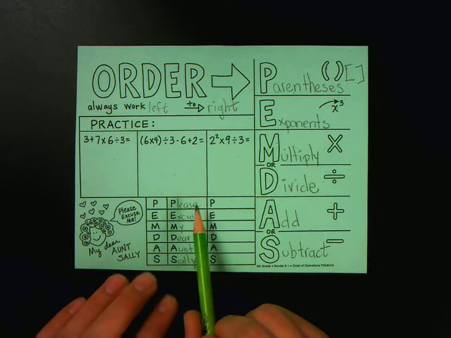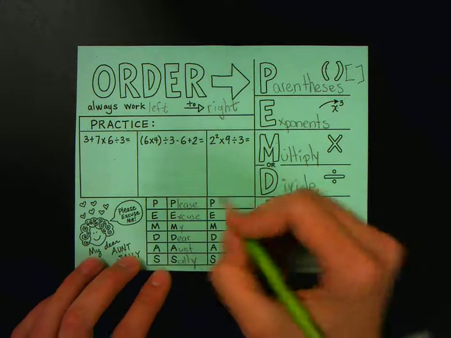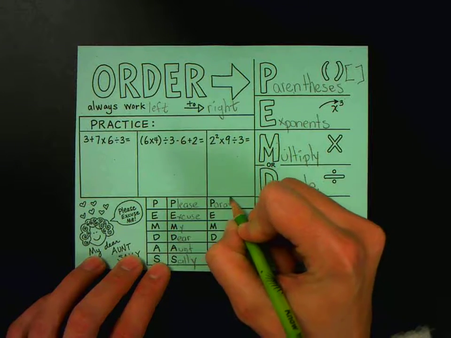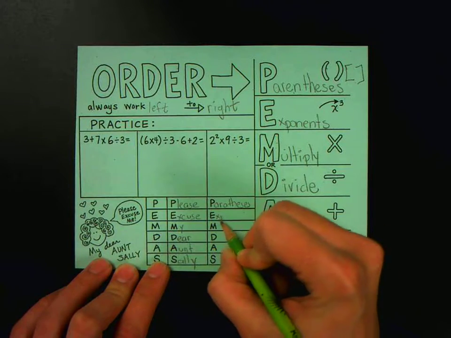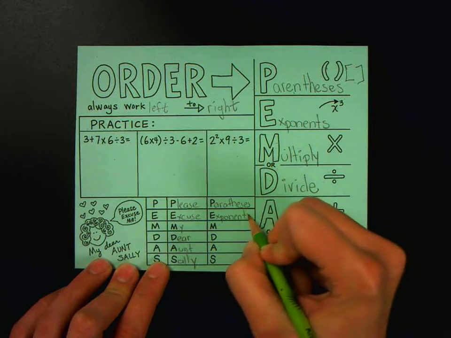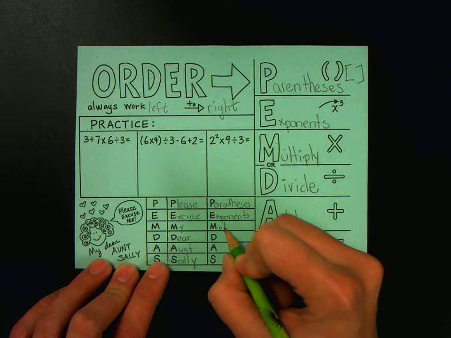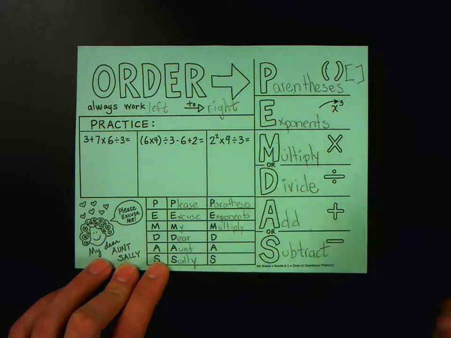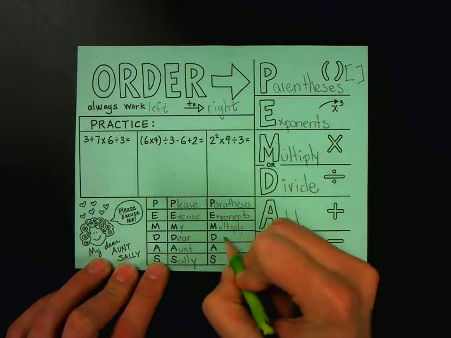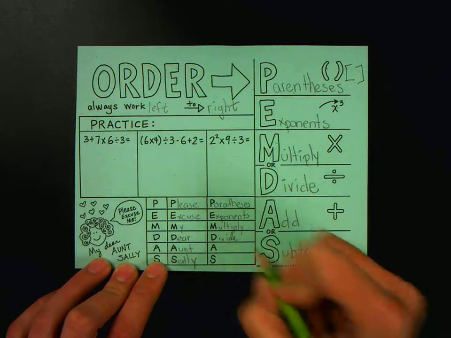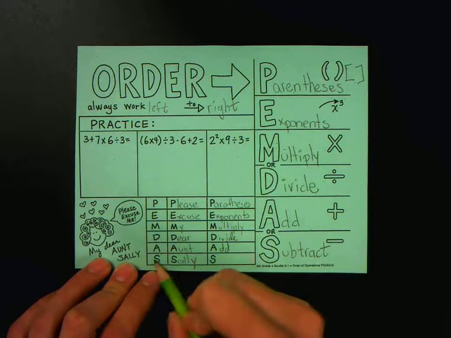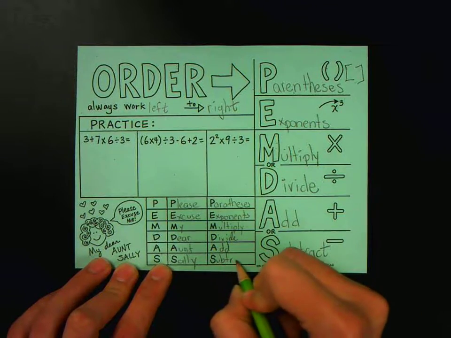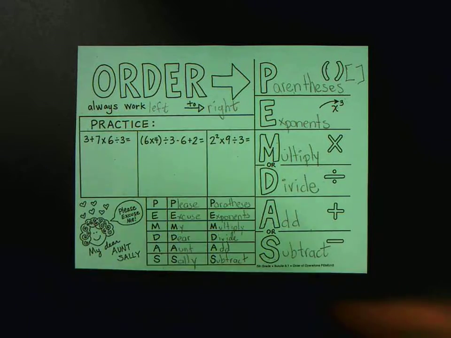The P in PEMDAS, or the Please, is for the parentheses. The E, the Excuse, is for exponents. The M, or My, is for multiply. The D in Dear is for divide. The A in Aunt is for add. And the S in Sally is for subtract. Not too bad. We now know the order of Please Excuse My Dear Aunt Sally.